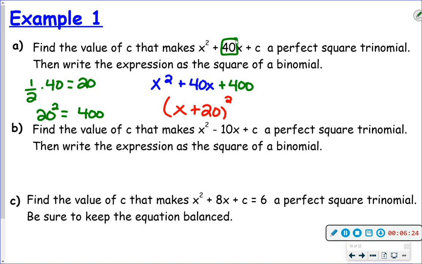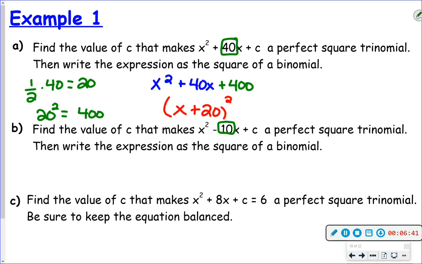Find the value of C. So I'm looking at the coefficient on b. Now notice, I just circled the 10. I know there's a negative on it. Because I'm going to do half of it and square it. Whenever you square something, it kicks to a positive regardless. So I don't even worry about the sign. I just look at the value.